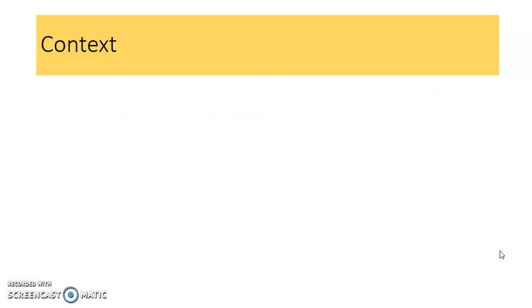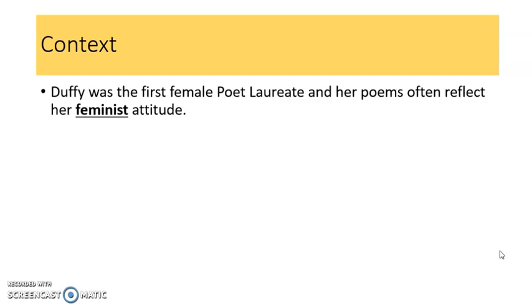Okay, so let's make a start and look at the context of this poem that we're going to be studying today. So Duffy, Carol Ann Duffy, the poet, she was the first female poet laureate, and her poems often reflect her feminist attitude. Now, a poet laureate is someone who is employed, if you like, to create poetry for a special occasion. So she was the first female poet laureate.